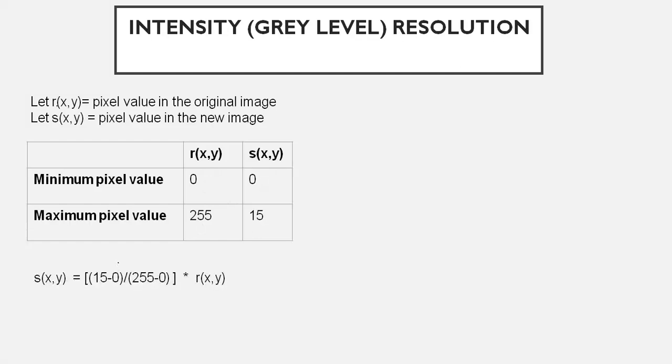For getting the new values in the new image, S will be equal to R multiplied by a constant. And what is this constant? Maximum minus minimum of the new image divided by maximum minus minimum of the original image. So this is the constant that we will multiply with the original pixel value to get the pixel value in the new image at location x, y.